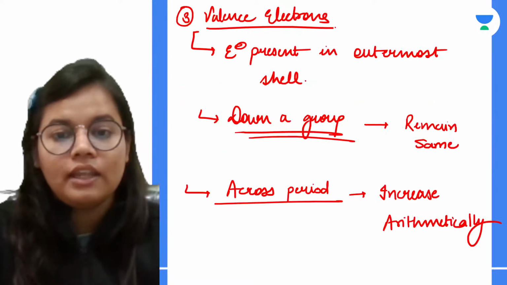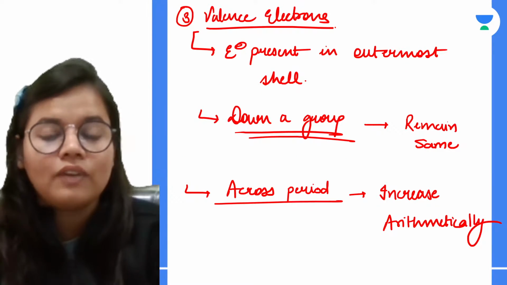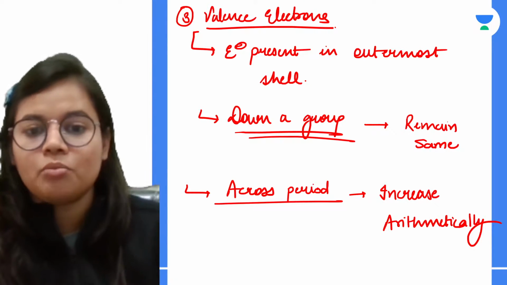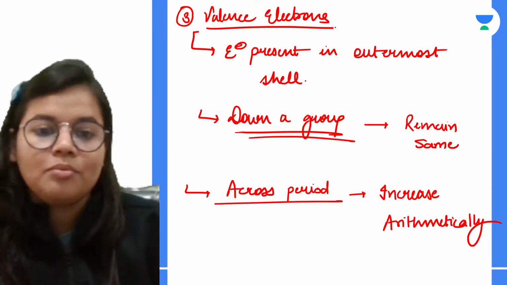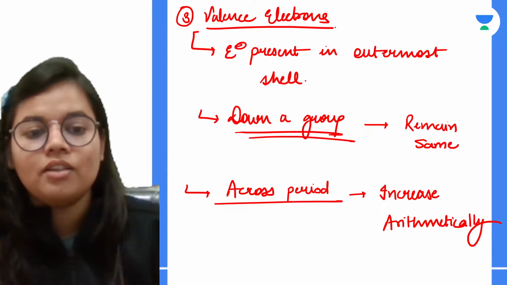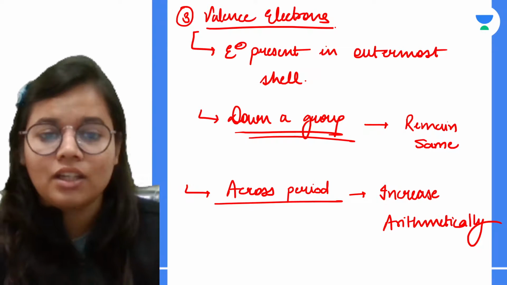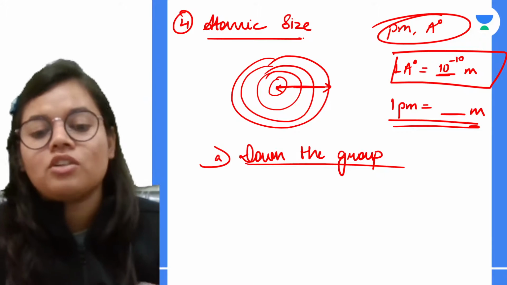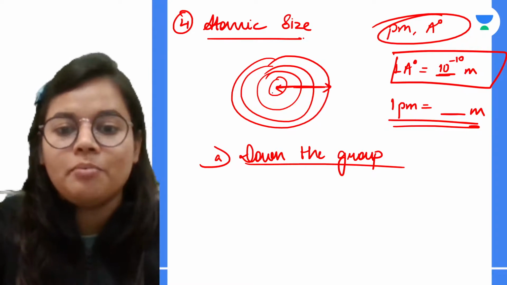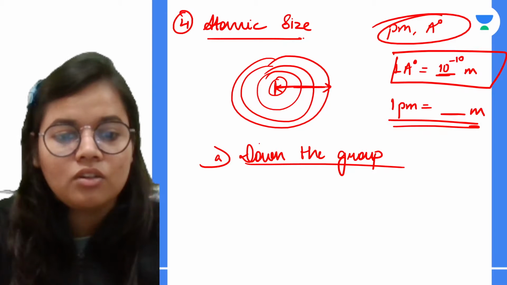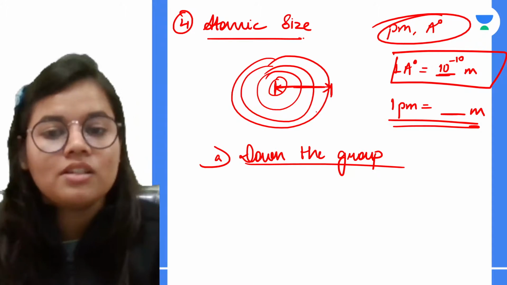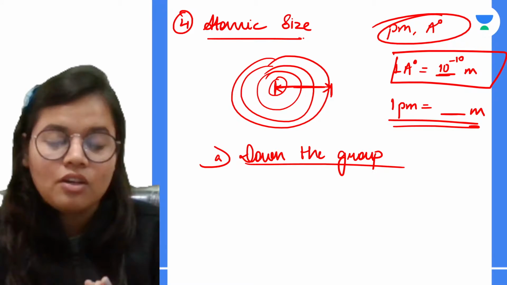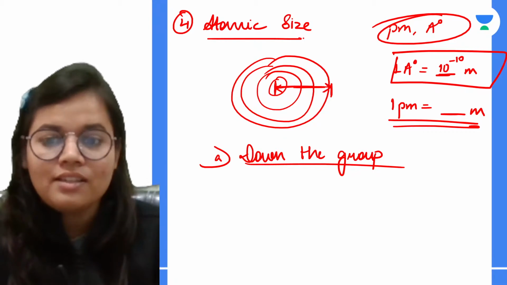Then valence electrons. Valence electrons are those electrons present in the valence shell, or the outermost shell. Down the group, they remain the same, and across a period, the valence electrons increase arithmetically, one by one. The last property is atomic size. Atomic size is the distance from the middle of the atom to the outermost shell. When this distance increases, we say the atomic size has increased.